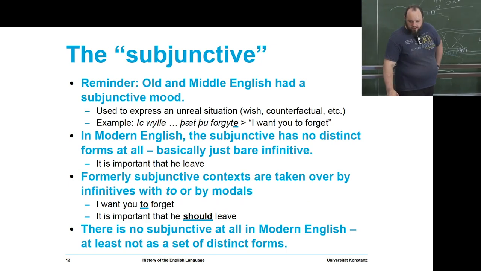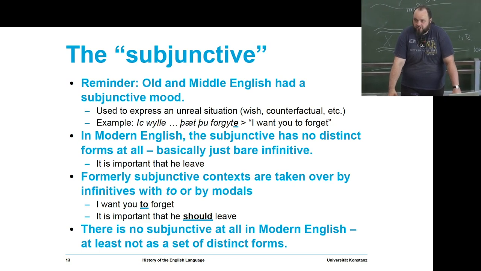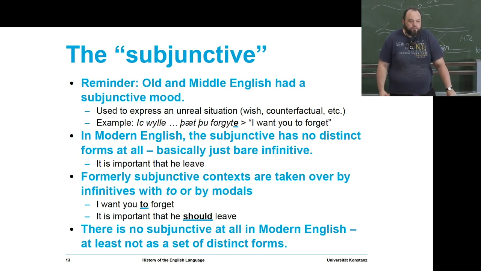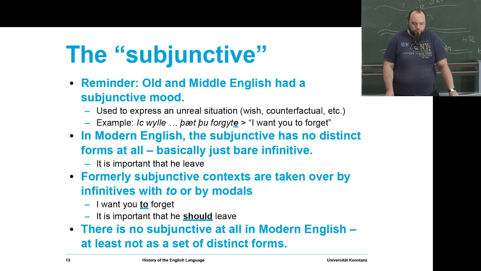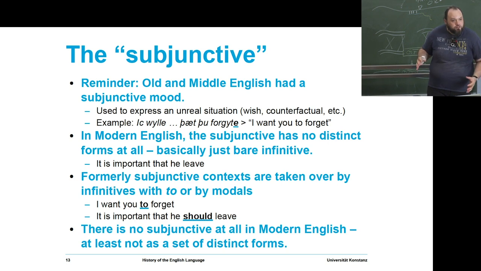Okay, the subjunctive then. You may recall that in Old and Middle English, there was a subjunctive mood. And the subjunctive mood is basically used to express an unreal situation. It looks a bit like the Konjunktiv in German, but it's not quite the same in terms of the semantic situations in which you would use it. So in Old and Middle English, it has this irrealis flavor to it, which means it's used to express an unreal situation, something that isn't the case right now, but that you wish would happen, that you hope would happen, that could have happened, that should have happened, or that might still happen, but is not the case yet.